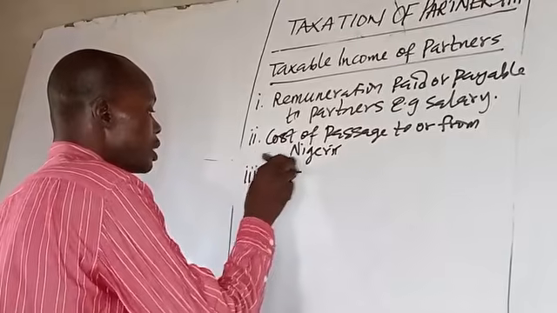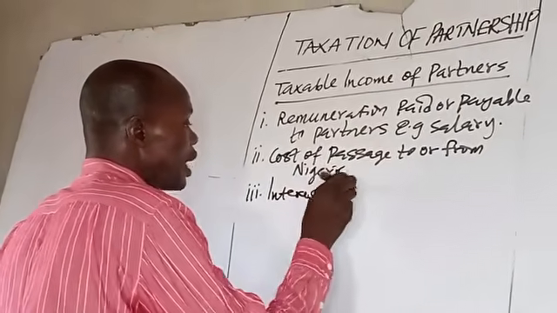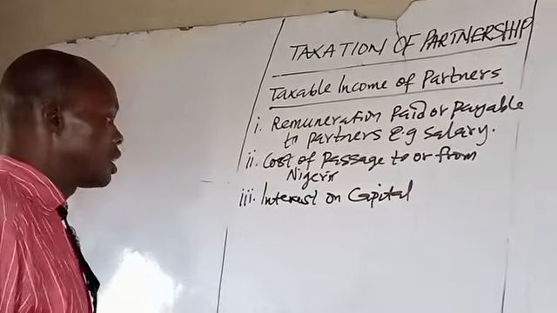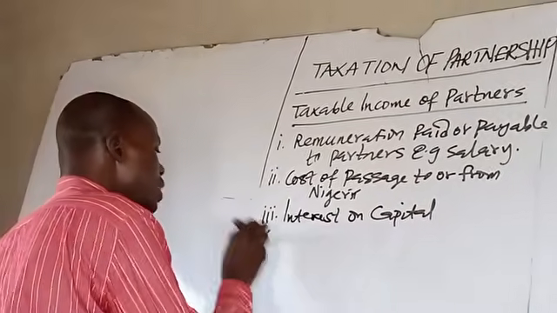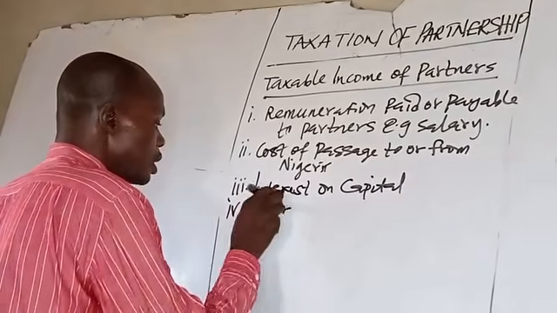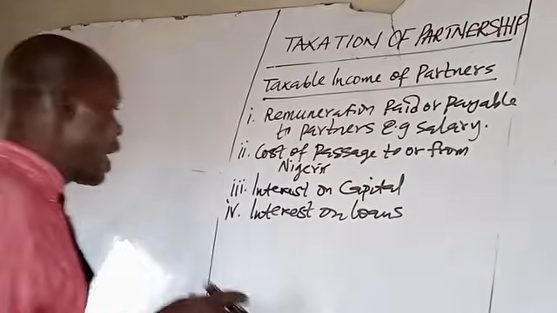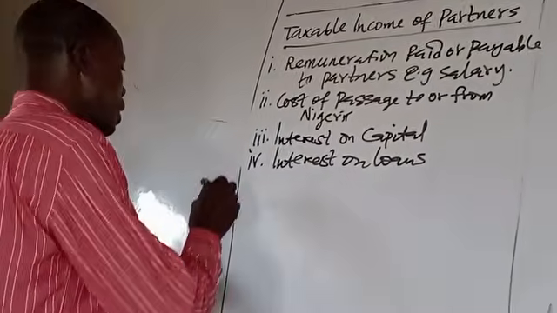Interest on capital. Interest on capital given to a partner. Then interest on loans. Interest on loans given by any of the partners.